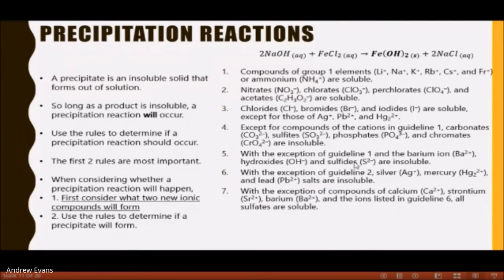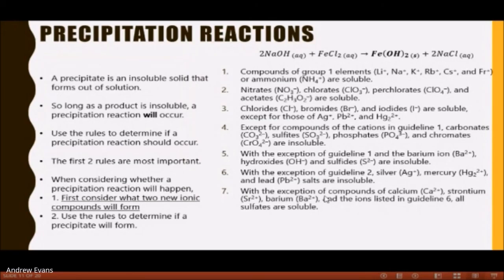Then, with the exception of guideline 2, nitrates, perchlorates, and acetates, silver, mercury, and lead are always insoluble. So silver really doesn't like to dissolve in things. Mercury really doesn't like to dissolve in things. Lead really doesn't like to dissolve in things. Except when, say, silver nitrate or silver perchlorate.